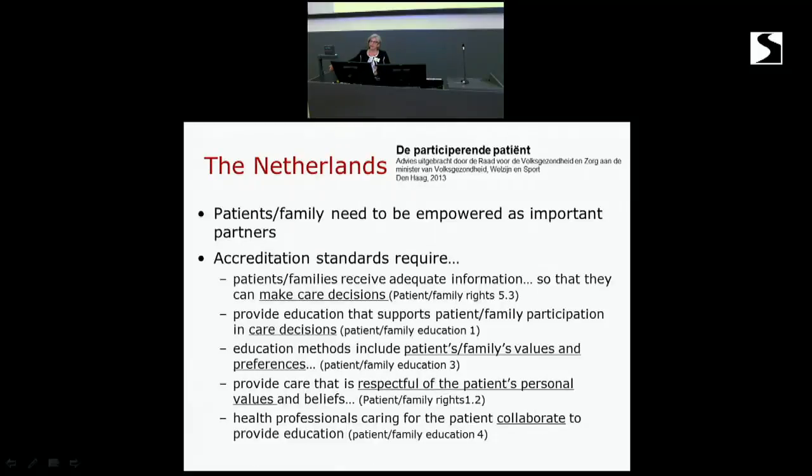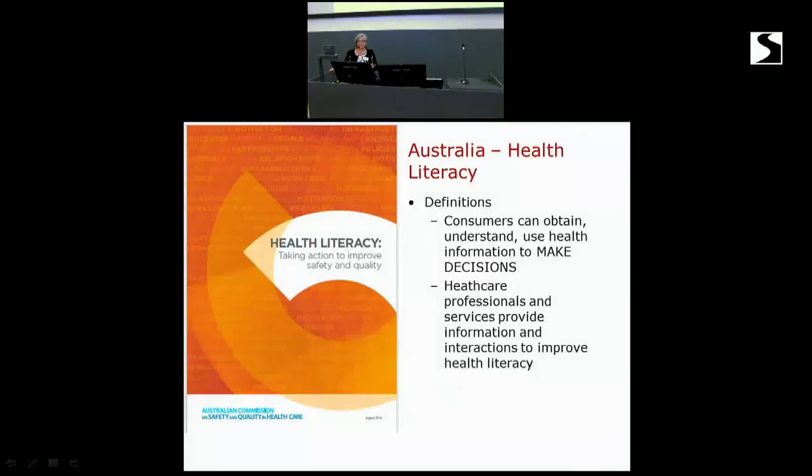In the Netherlands, patient decision aids and shared decision making have come under the guise of empowering patients to be important partners in their healthcare, and also linked into accreditation. When you look at the accreditation standards, they talk about patients being able to make and participate in care decisions, and that decisions are made based on their values and preferences. So it's really about how we move this into practice. And Australia, I think this is my last slide for my country. Their whole area of interest in shared decision making is under their health literacy framework. Their definition of health literacy is that consumers can obtain, understand, and use health information to make decisions, and that we as healthcare professionals and services provide information and interactions to help improve their health literacy.